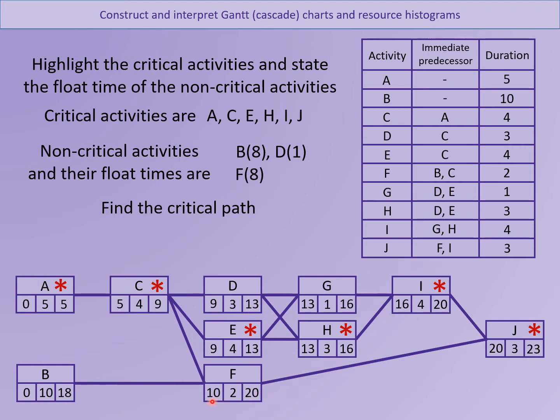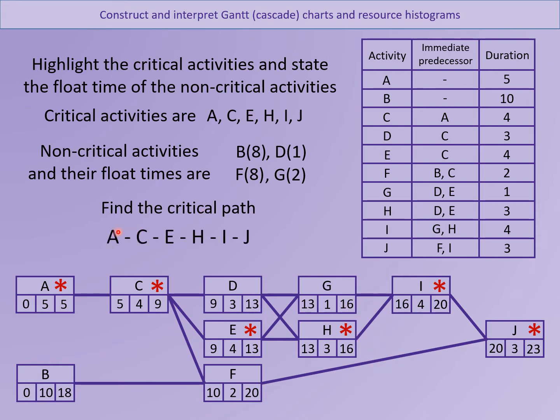F, if I started at 10, it takes 2 hours. I would have a good 8 hours to sit around till 20. So that's 8 hours of float. G, if I started at 13, it takes 1 hour, that would be 14. I'd have 2 hours sitting around to get to 16. So it's a float of 2. And there's the critical path.